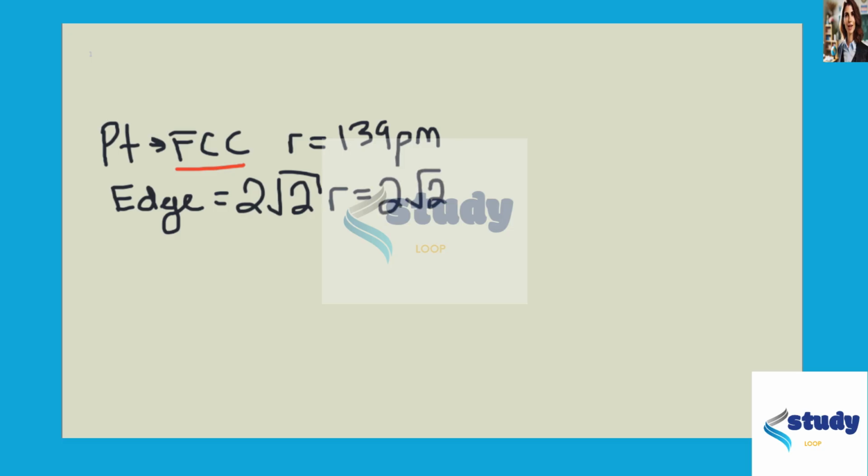So the first bit of information that we should find useful is the fact that this is a face-centered cell. And what that tells us is that the edge length of this cube is going to be 2 times the square root of 2 times the radius. So if we just plug in our given radius at this step, our 139 picometers, we find that the edge length of our platinum cell is 393.2 picometers.